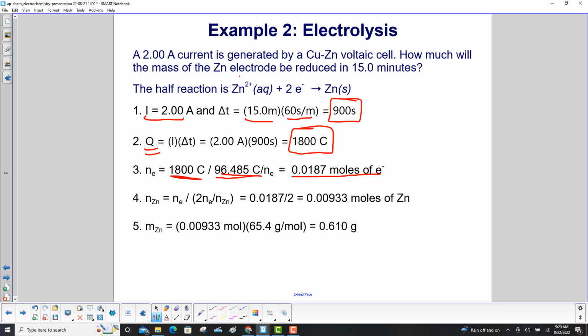Now we need the number of moles of zinc. Well, we go to our half reaction. For every 1 mole of zinc, we need 2 electrons. So that's what we have here, 2 moles of electrons. That gives 0.00933 moles of zinc. And then we wrap it up by looking at the periodic table, where zinc is 65.4 grams per mole, and that works out to be 0.610 grams of zinc.